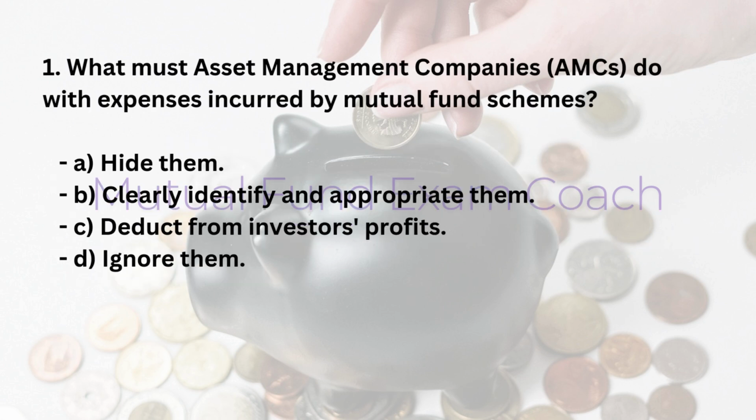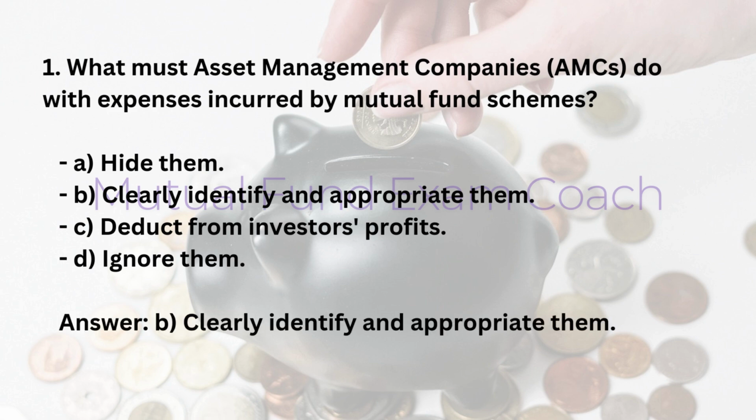1. What must asset management companies, AMCs, do with expenses incurred by mutual fund schemes? A. Hide them. B. Clearly identify and appropriate them. C. Deduct from investors' profits. D. Ignore them. Answer: B. Clearly identify and appropriate them.